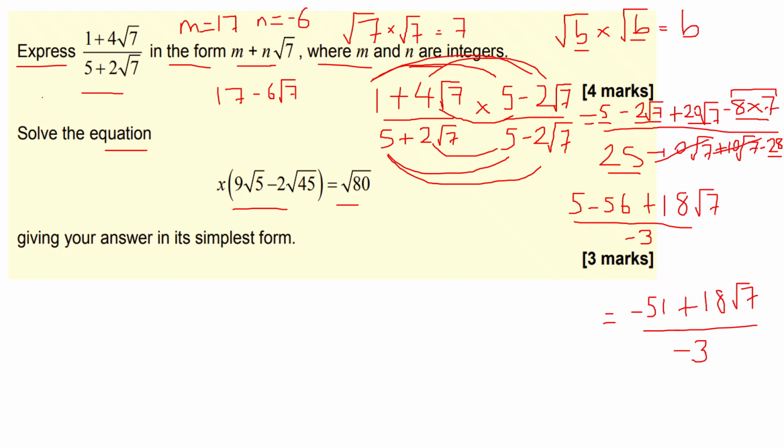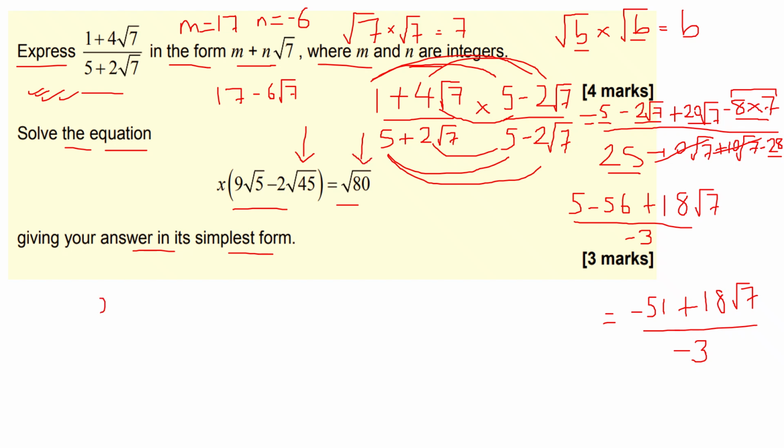Okay, that's the first part done, for 4 marks. Next up, solve the equation x(9√5 − 2√45) = √80, giving your answer in simplest form. Now the first step here, before I rearrange it, I'm going to simplify √45 and √80 first, and then do my division.